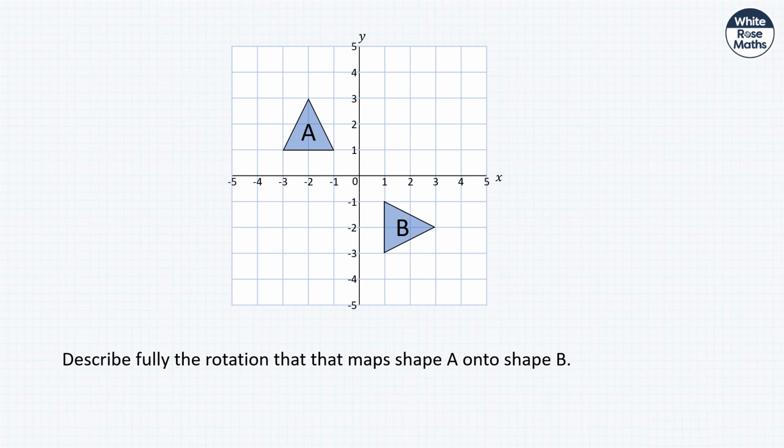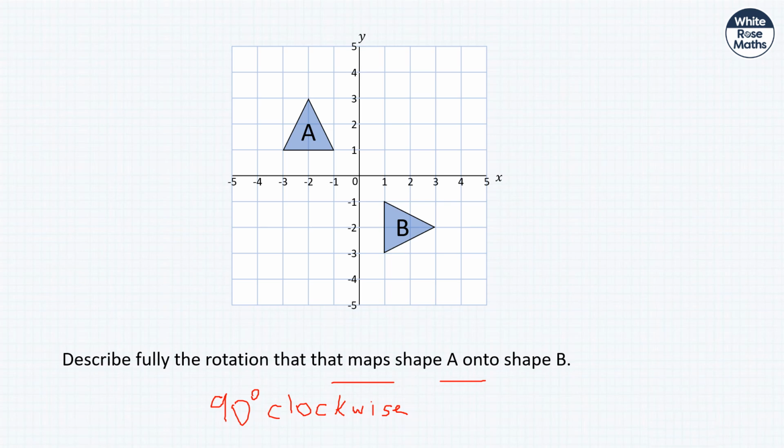Describe fully the rotation that maps shape A onto shape B. So that's been rotated 90 degrees clockwise. I think they will also accept it if you put a quarter turn, but I'd do it in terms of angles just to be on the safe side.